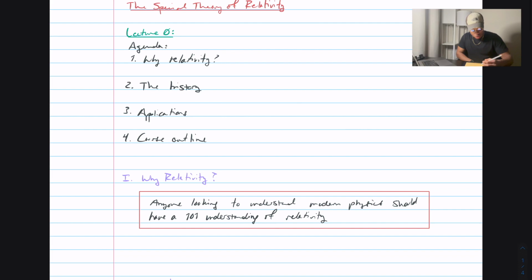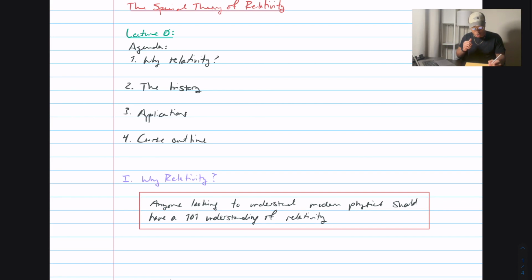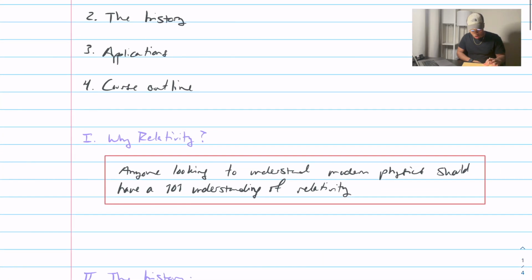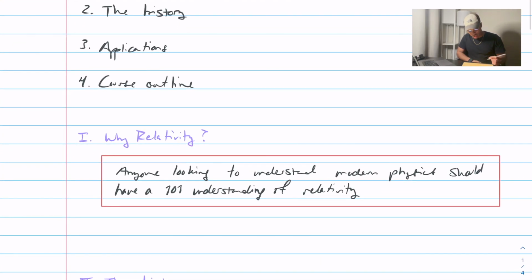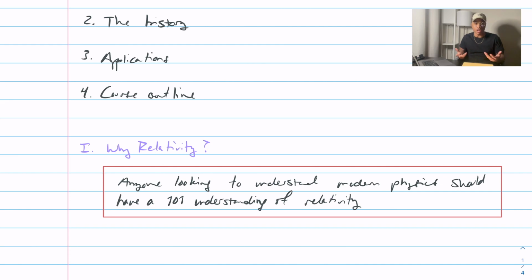The breakdown for today will be: I'll go through what relativity is, the history of relativity, a brief recap, and then talk through some applications and the course outline. I'll start off first with why relativity. I have a pretty simple answer to this: anyone who is looking to understand modern physics should have a one-on-one understanding of relativity.